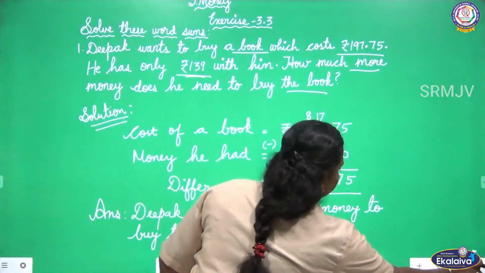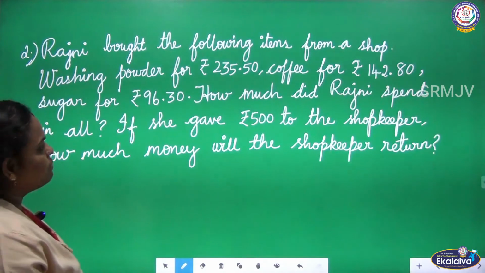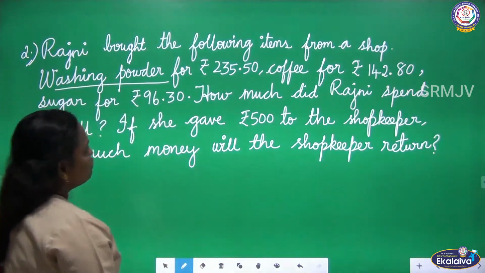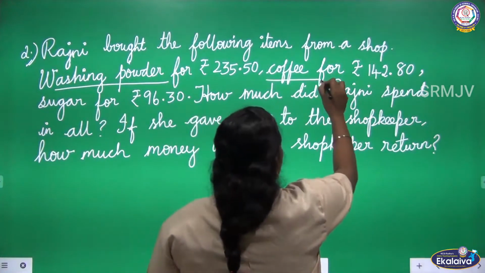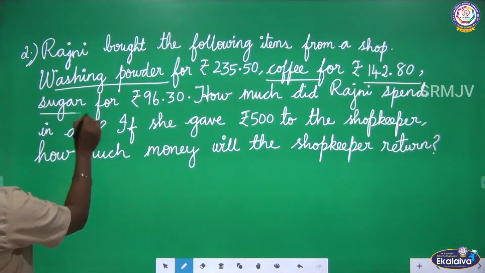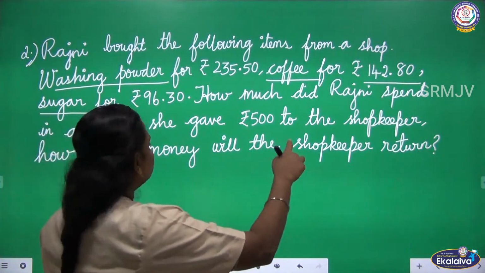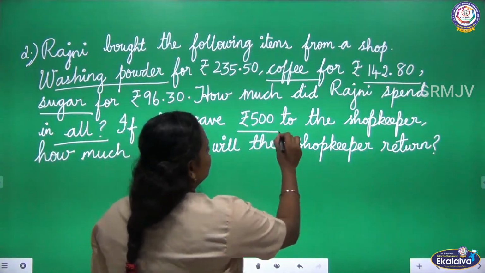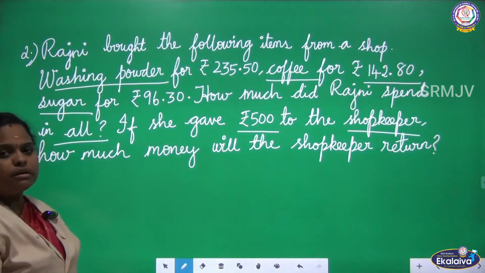So next one, Rajni bought the following items from a shop. So what she bought? Washing powder. So what is the cost of washing powder is 235 rupees 50 paise. Next, coffee for 142 rupees 80 paise. Next, sugar for 96 rupees 30 paise. How much did Rajni spend in all? If she gave rupees 500 to the shopkeeper, how much money will the shopkeeper return?